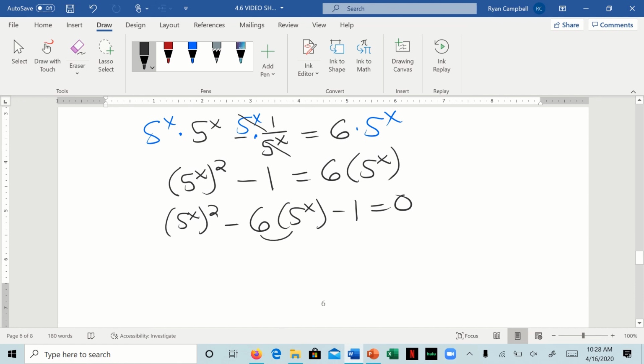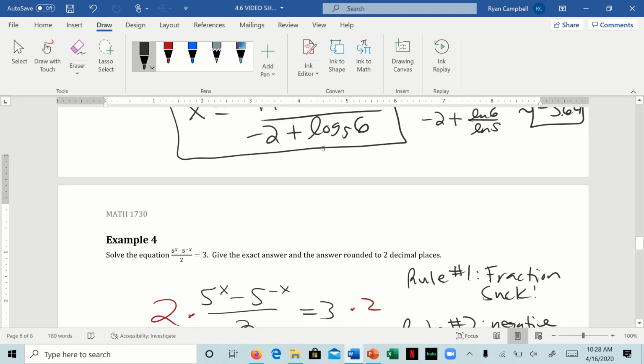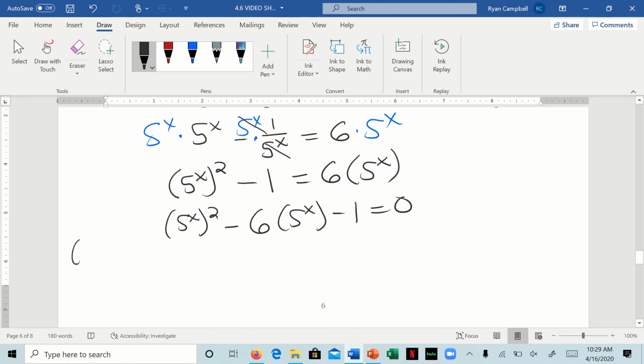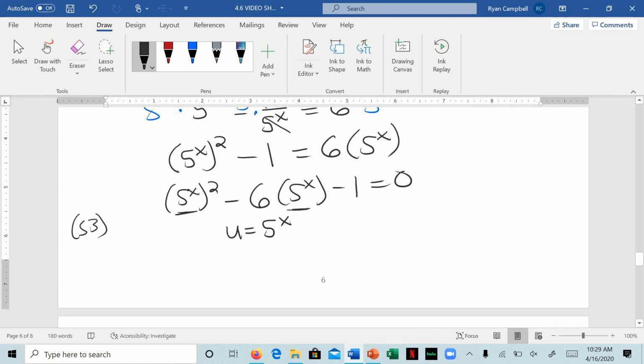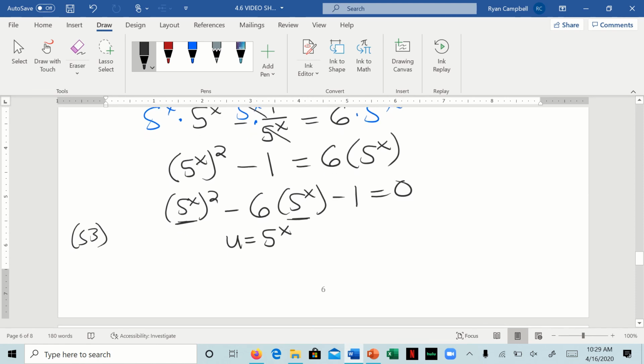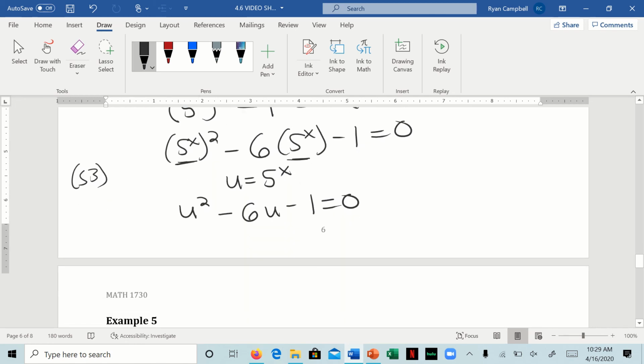Now notice you can't simplify this anymore, because exponent happens before multiplication. But this kind of looks like a quadratic, which goes to our strategy number 3. We have something squared minus something, minus a constant. So what we can do is let u be that 5 to the x. And now we've got u squared minus 6u minus 1 equals 0. So now we can solve that pretty easily.